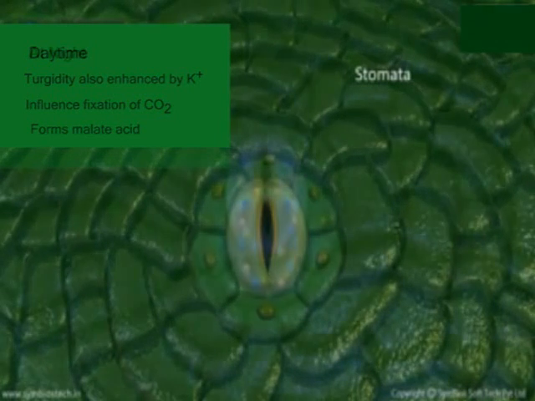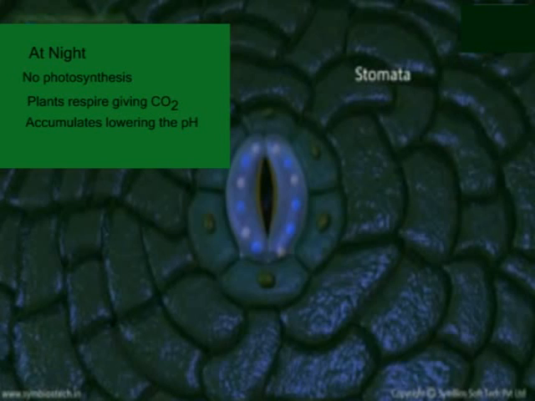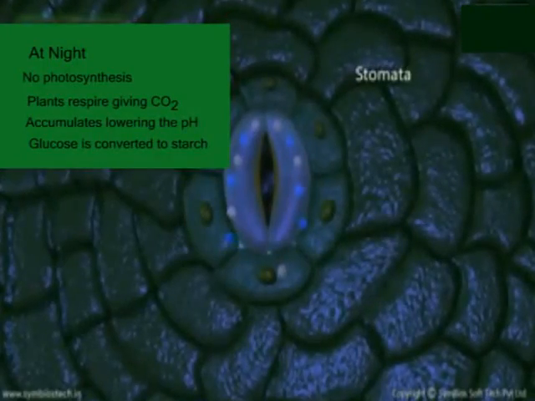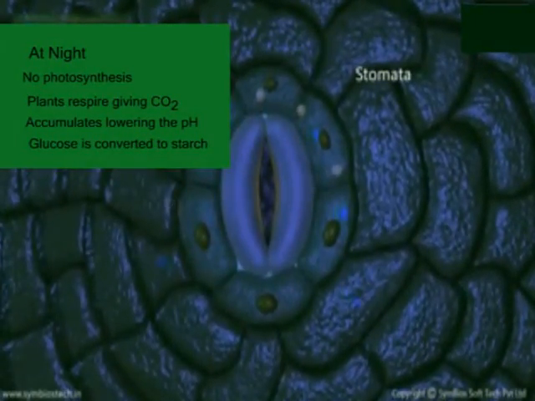At night, photosynthesis ceases due to lack of sunlight. Plants respire, giving out carbon dioxide. It is important to note that respiration occurs throughout, during the day and at night. So carbon dioxide from respiration accumulates in the guard cells, and being acidic, the pH of guard cells drops. A low pH favors conversion of glucose into starch. Osmotic pressure of guard cells drops and water moves out, making the cells flaccid and the stomata close.